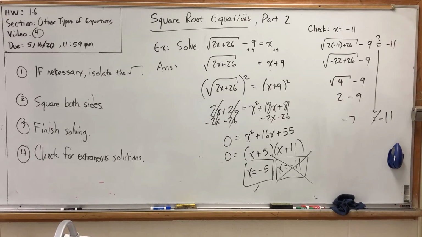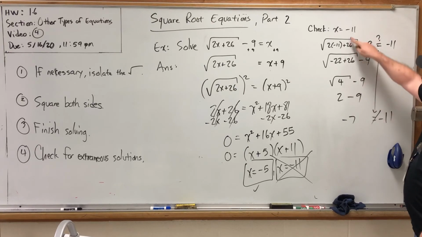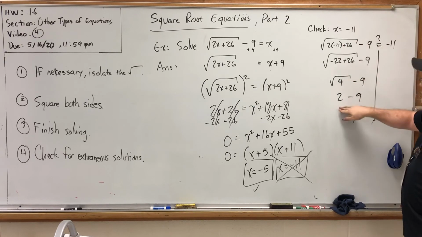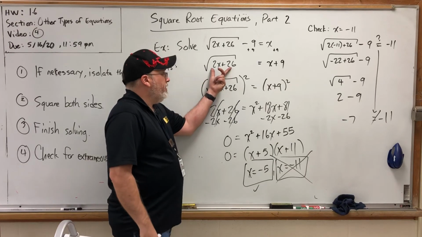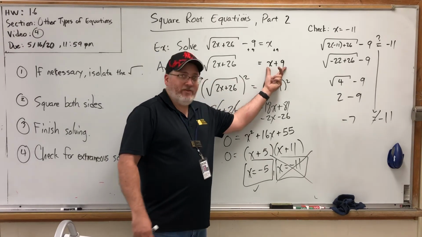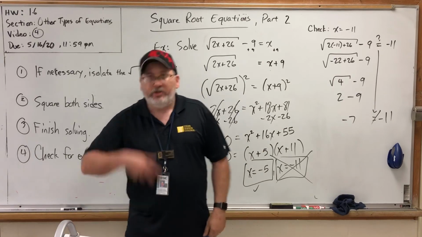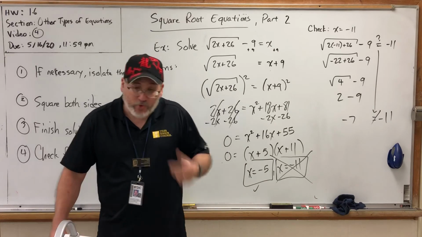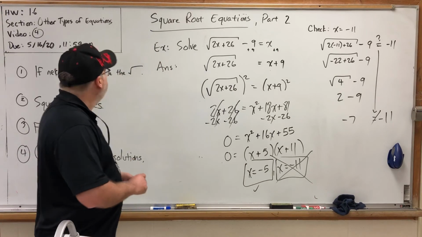One last comment. Here's why the negative 11 stuck in. Ignoring the negative 9, this ended up being 2. What do you get when you put negative 11 here? Negative 11 plus 9 is negative 2. 2 is not equal to negative 2 until you square both sides. So squaring both sides can inject extraneous solutions, which is why we have to check them.